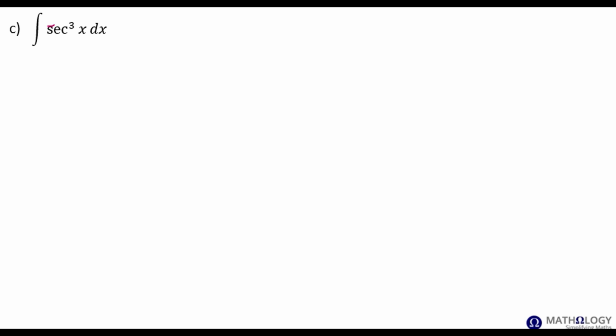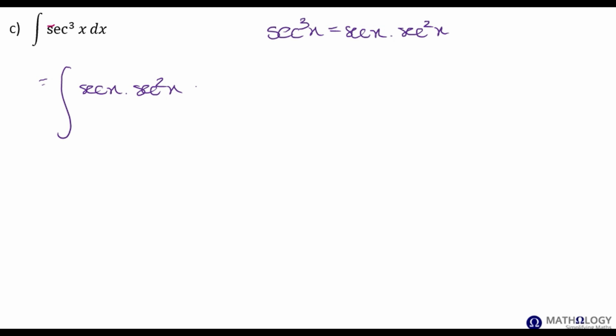Okay, so sec cubed x we are going to write as sec x times sec squared x, so the integral of sec x times sec squared x dx. Now I'm going to use integration by parts, with u equals sec x. So du equals sec x tan x dx.